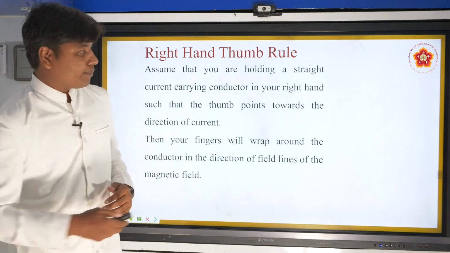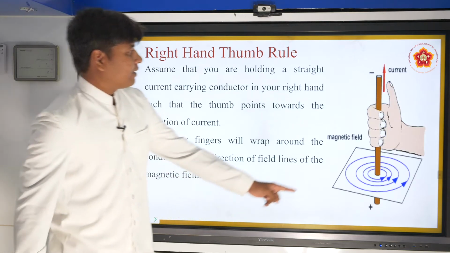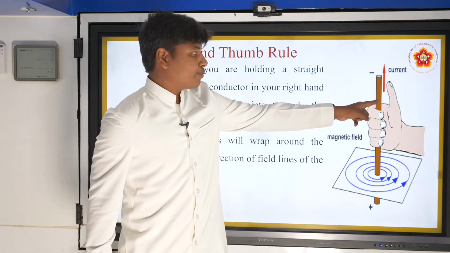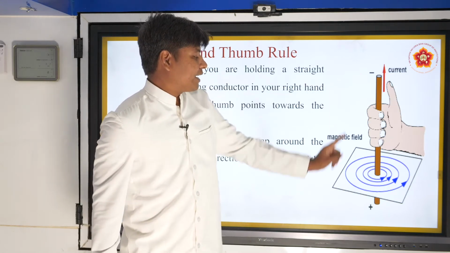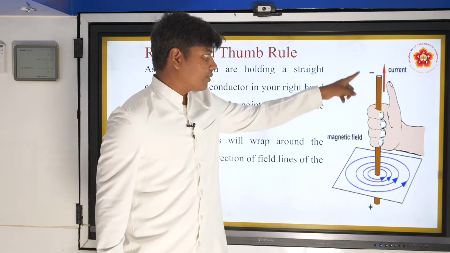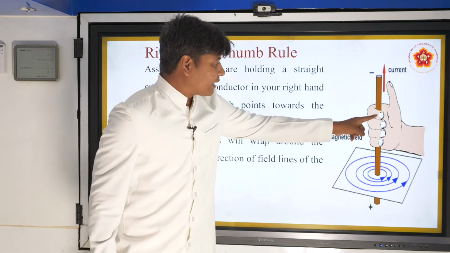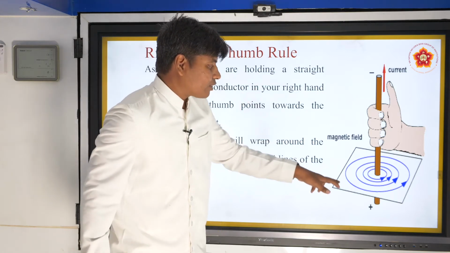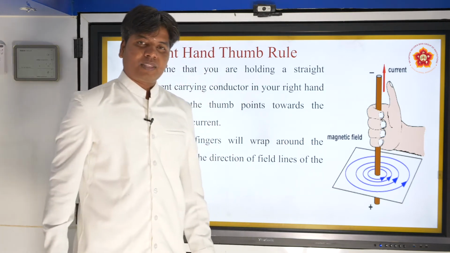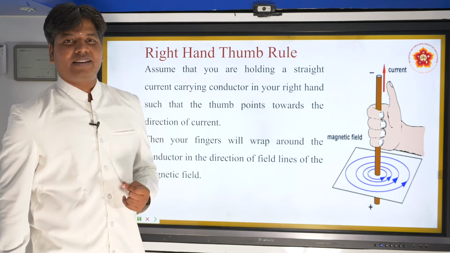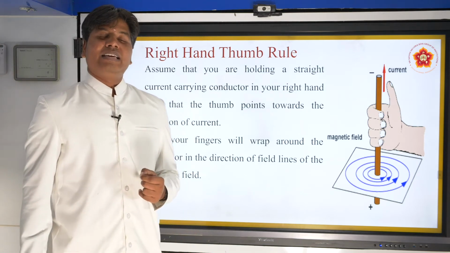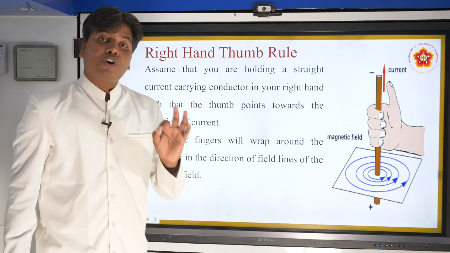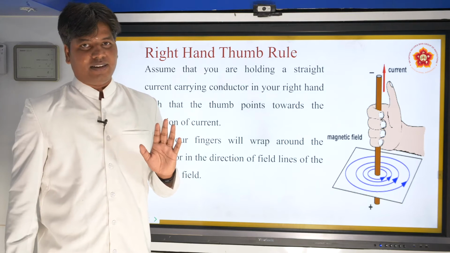Now let us see pictorially. This is the rod, the thumb. He is pointing the thumb towards the direction of the current. Current will always go from positive to negative terminal. So the direction of wrapping of the fingers will give you the direction of the magnetic field. What is the direction of the magnetic field? The direction of the magnetic field is the direction of force experienced by the north pole of the magnet, right?